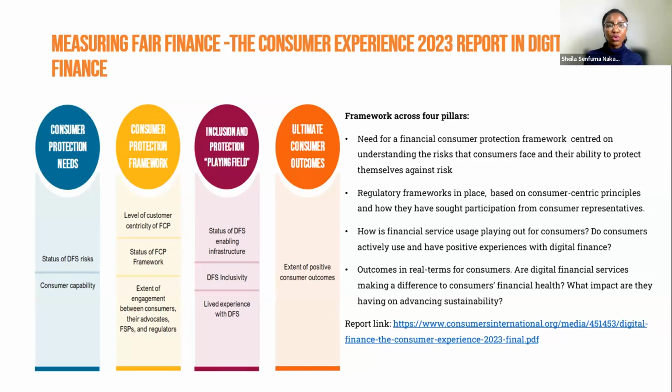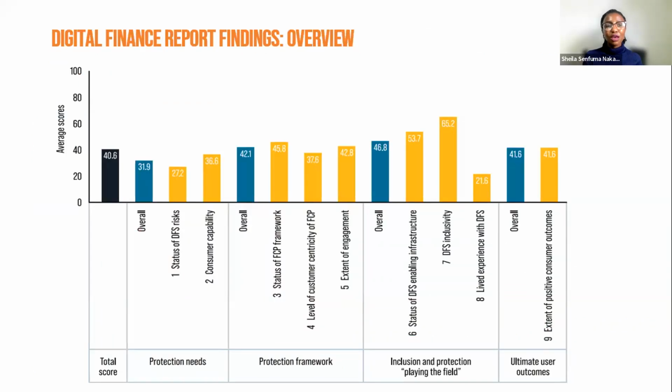For this report, we did look at 4 pillars, looking at consumer protection needs, looking at consumer protection frameworks in various countries, looking at inclusion and protection playing fields. And this was mainly looking at infrastructure, at inclusivity, at lived experiences with digital financial services, but also looking at ultimate user outcomes. And with this, there was just one element of trying to understand the extent of positive outcomes for consumers while they engage with financial services. A link to the report will be shared since we can't go in detail through all of it, but just a few findings from the report.